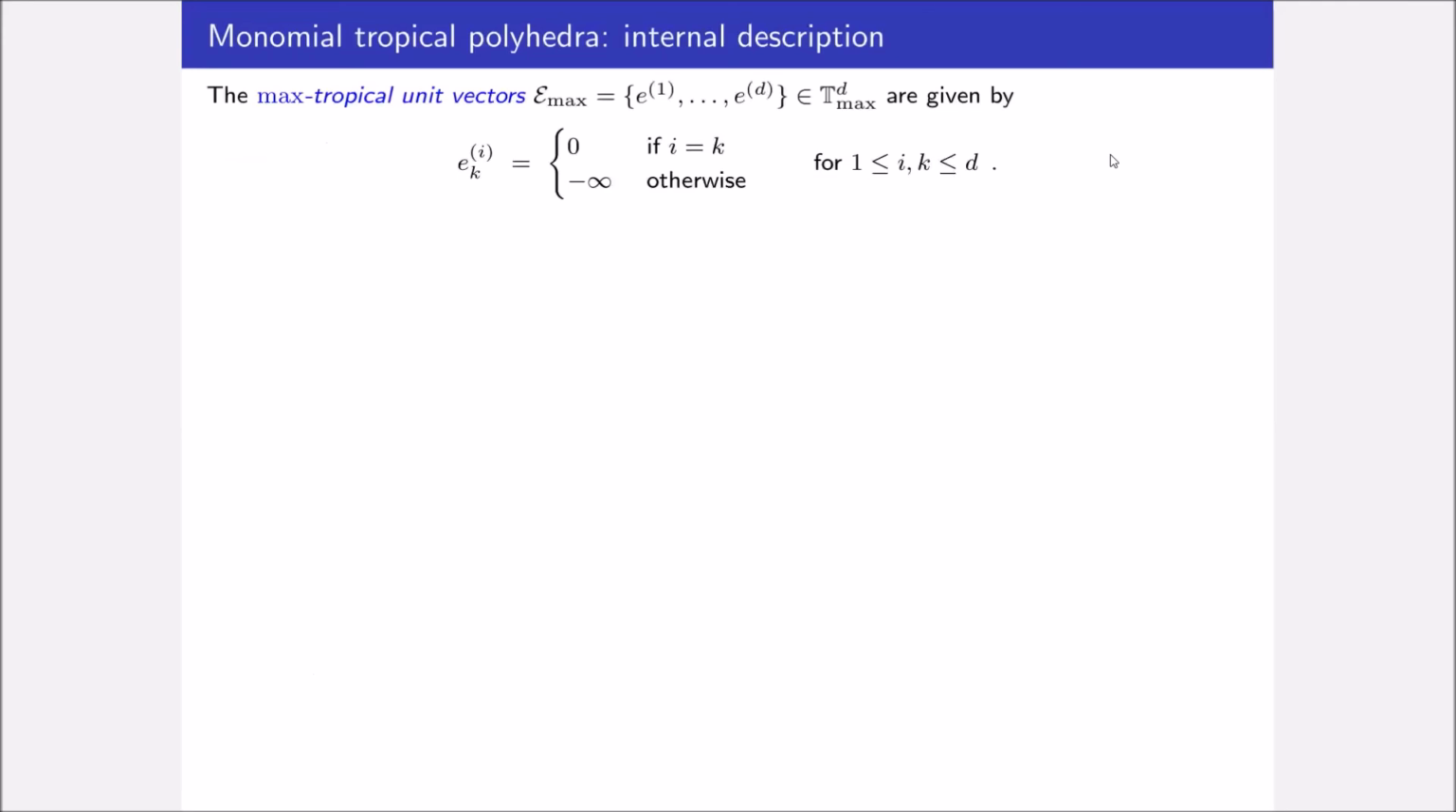So the nice class of tropical polyhedra we're going to look at are called monomial tropical polyhedra, and I will define them via their vertices and rays, but they have a very nice combinatorial structure, which you actually don't need the vertices and rays for. And they're defined as follows. So we have the max tropical unit vectors, which are just the standard unit vectors, but tropical. So e_i has tropical 1 in the ith entry and tropical 0 everywhere else. So it's -infinity in all entries except for in the ith entry where it's 0.